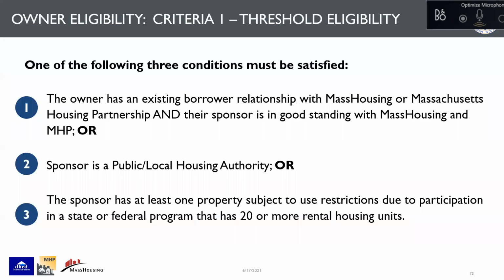Thanks, Rob. Let's talk in detail about owner eligibility. The first criteria owners must meet is the threshold eligibility. To meet this criteria, the owner must satisfy one of the following 3 conditions. The owner has an existing borrower relationship with MassHousing or Massachusetts Housing Partnership, and their sponsor is in good standing with MassHousing and MHP. Sponsor is a public or local housing authority, or the sponsor has at least one property subject to use restrictions due to participation in a state or federal program that has 20 or more rental housing units.